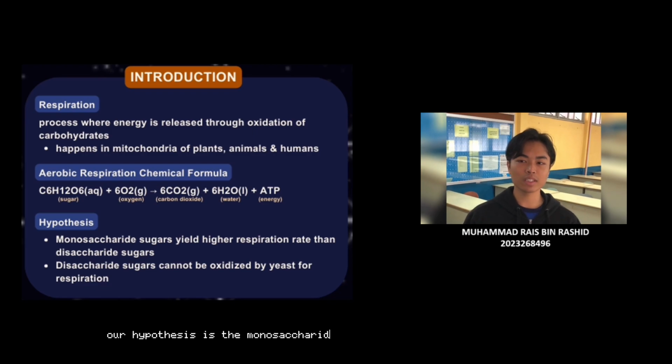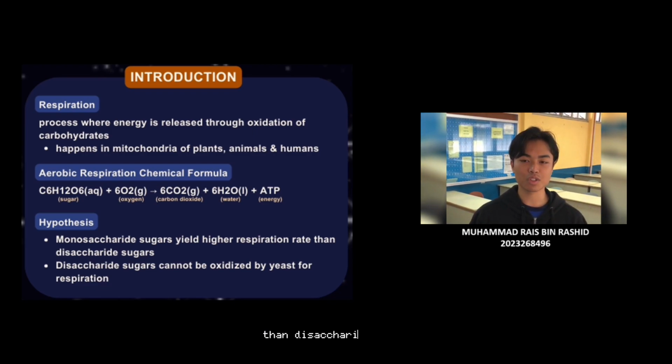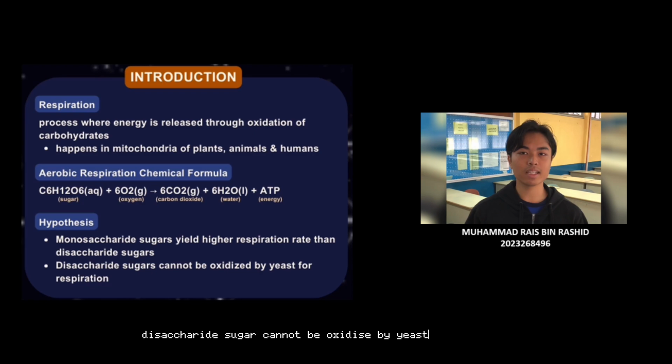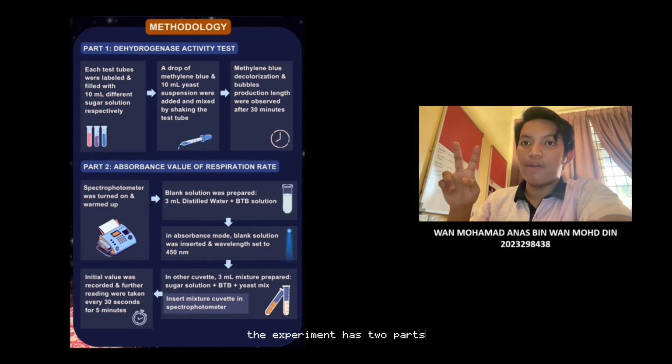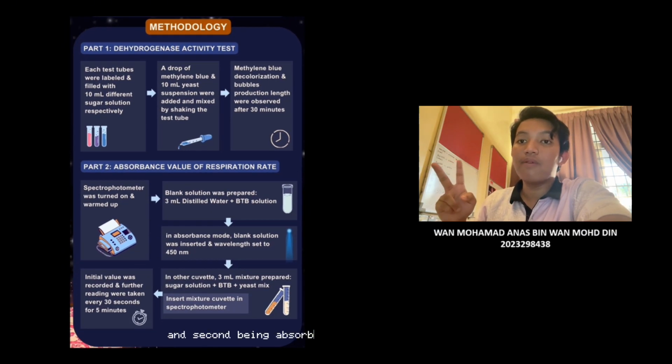Our hypothesis is that monosaccharide sugars yield a higher respiration rate than disaccharide sugars. Disaccharide sugars cannot be oxidized by yeast through respiration. The experiment has two parts. The first part is the dehydrogenase activity test and the second is the observable value of respiration rate.